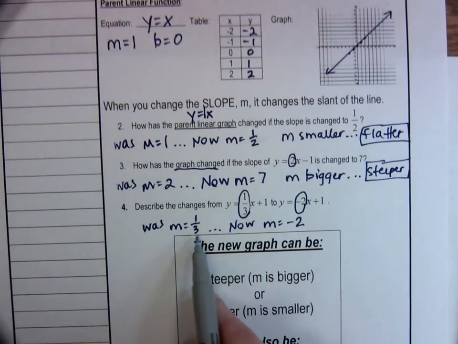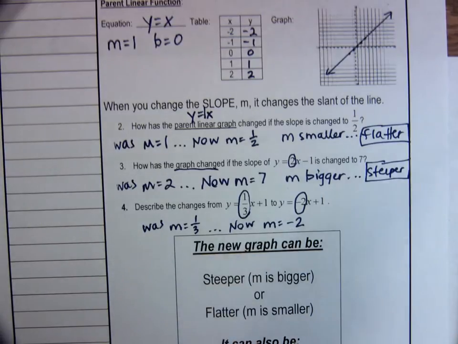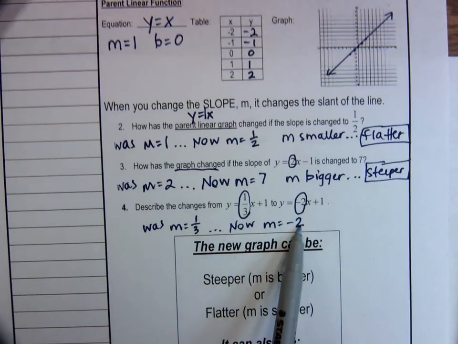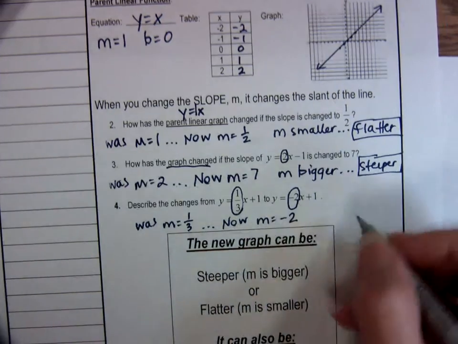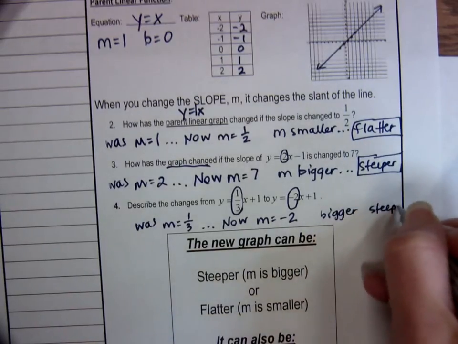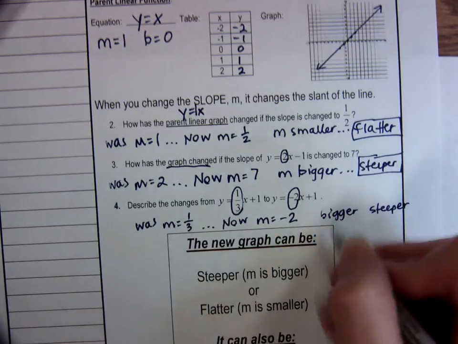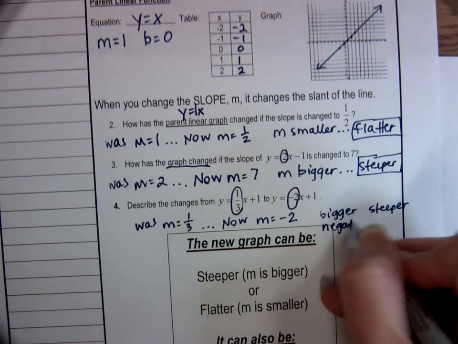So first of all, not thinking about the negative making it a smaller number, because the negative is just extra in this case. What happens when it goes from 1/3 to 2? Does it get bigger or smaller? Not negative 2, just the 2. 1/3 to 2, it's getting bigger. So that means it's going to be steeper. Now that negative, when we talk about graphs, that negative on the slope changes the direction.